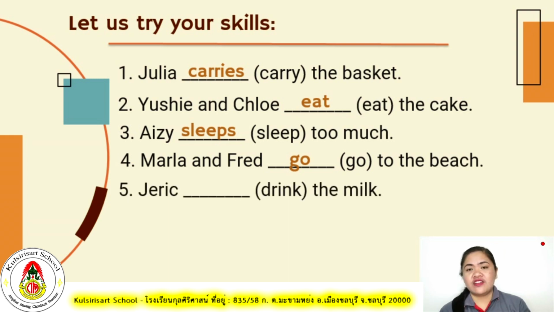So next, number 5. Jerick blank drink the milk. How many subjects do we have in this sentence? Very good. Only one. The name is Jerick. So, what is the verb? Okay, very good. You identified it really fast. Drink. So, since our subject is only one, what should be the verb in this sentence? Very good. Verb plus S. So, it will become drinks. Now, let's read the sentences. Julia carries the basket. Yushi and Chloe eat the cake. Iz sleeps too much. Marla and Fred go to the beach. Jerick drinks the milk. Okay, so we are finished with the subject-verb agreement.